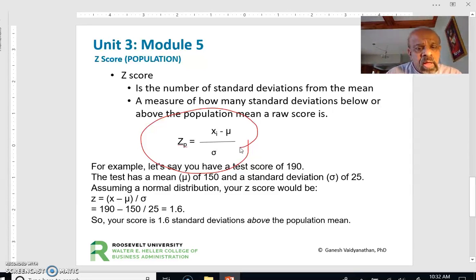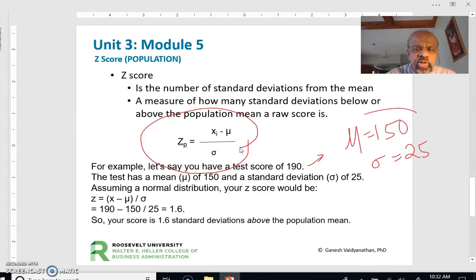Example. Let's say you have a test score of 190, some test score, and your score is 190. The test has a mean of 150, so this is population, so mu is going to be 150. And a standard deviation of the test is 25. These are given to you. These are known. So now you can find the z-score.